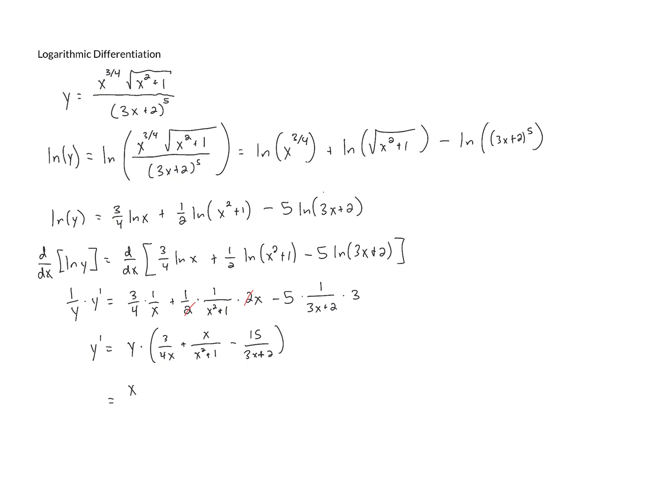So this is going to be x to the 3/4 times the square root of x squared plus 1 all over the quantity 3x plus 2 to the 5th power times everything in that other set of parentheses. So 3 over 4x plus x over x squared plus 1 minus 15 over 3x plus 2. And that is our derivative. That is our y prime.